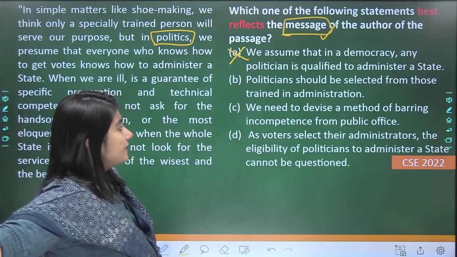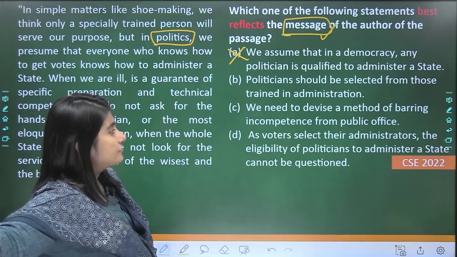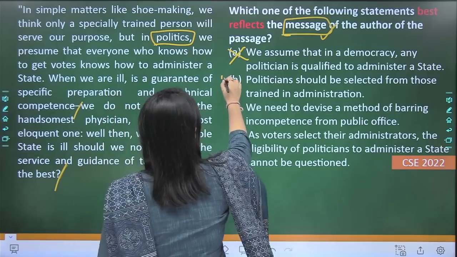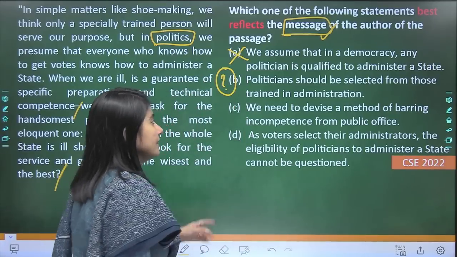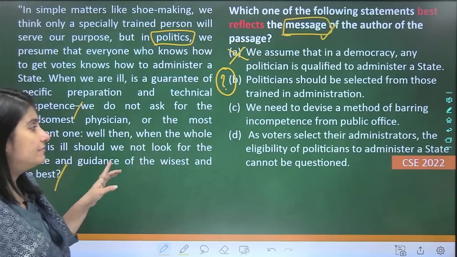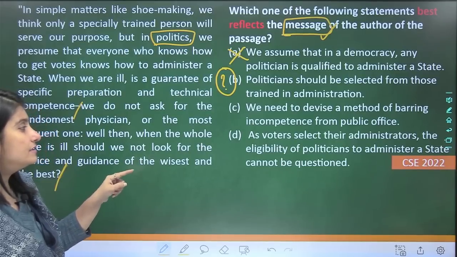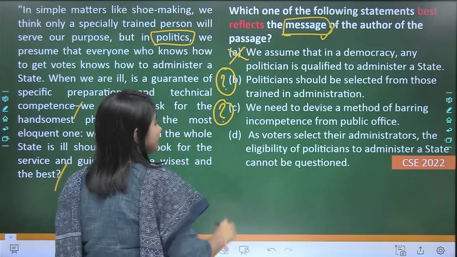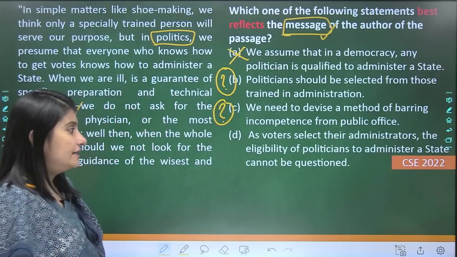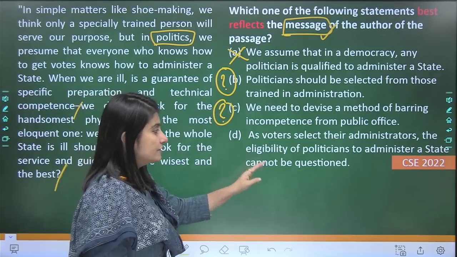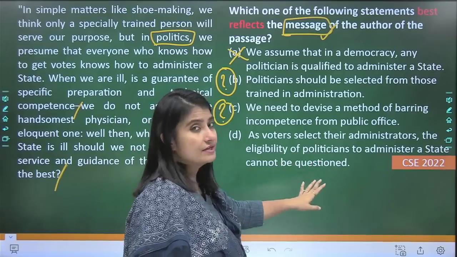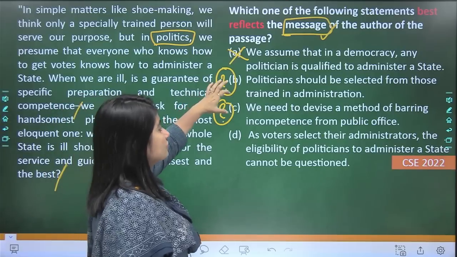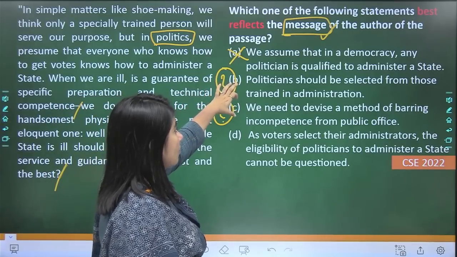Politicians should be selected from those trained in administration. Now, you will not always reach the correct answer first, but yes, this looks like a viable option, so we will put a question mark here. We need to devise a method of barring incompetence from public office. Yes, this may be the answer as well. As voters select their administrator, the eligibility of politicians to administer a state cannot be questioned. We are clearly questioning that here. So now we have to choose between these two options.